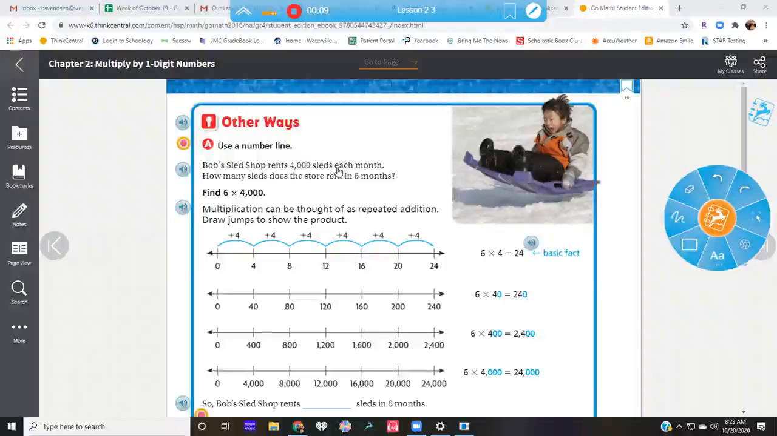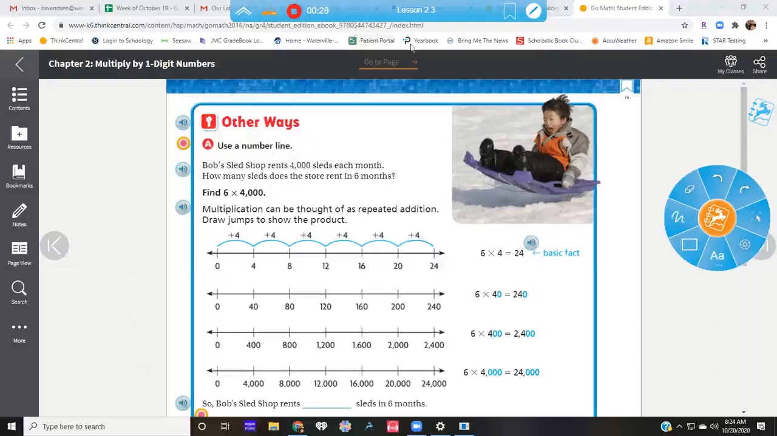So if we look here, Bob's Sled Shop rents 4,000 sleds each month. How many sleds does the store rent in 6 months? So we need to find 6 times 4,000. Okay, so multiplication can be thought of as repeated addition.